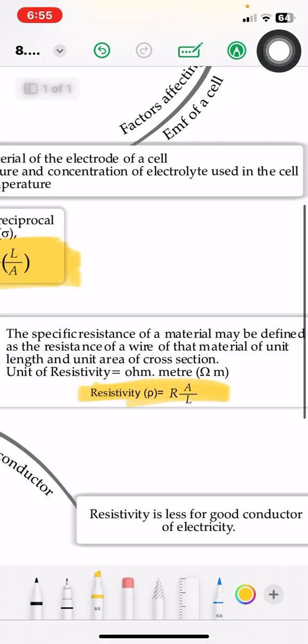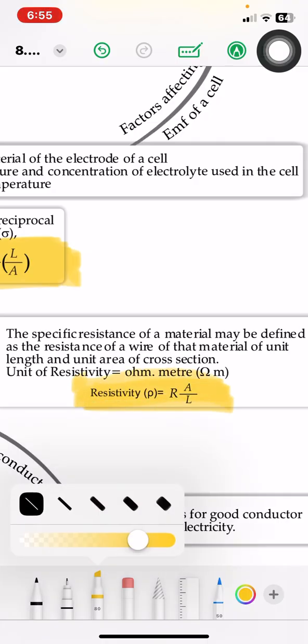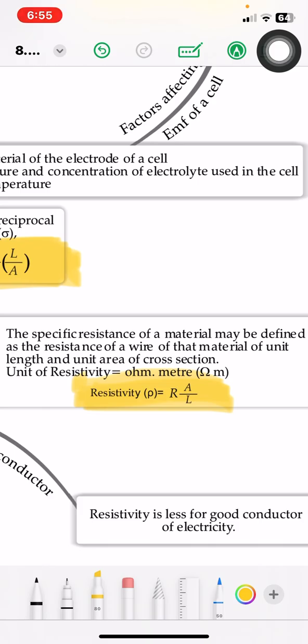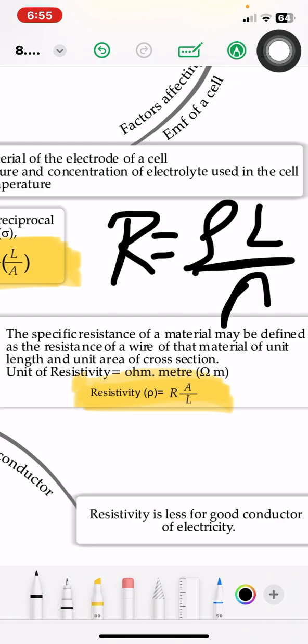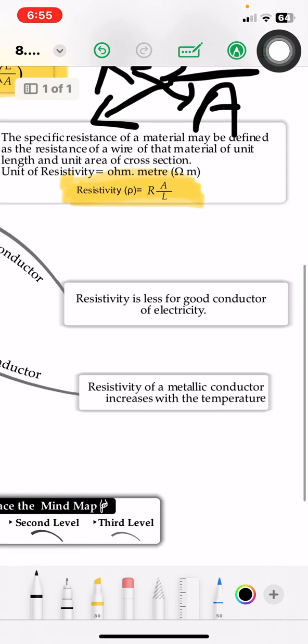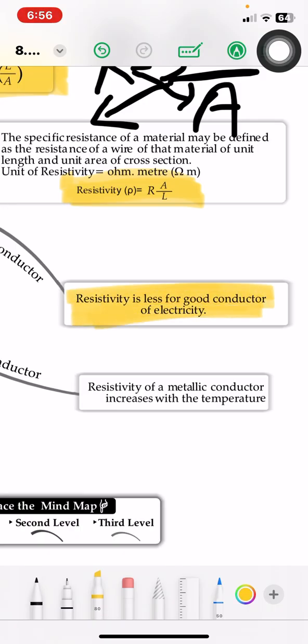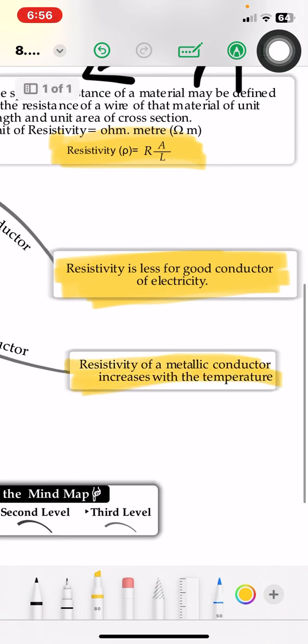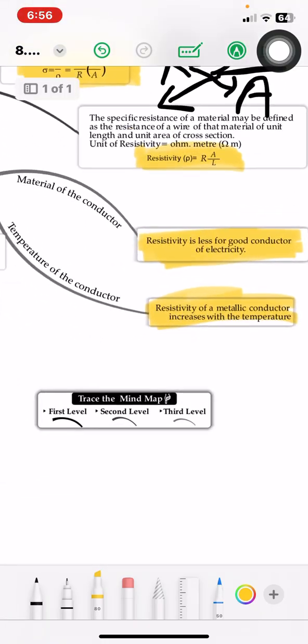Here is resistivity. Okay, resistivity is resistance into area upon length. If you know the formula of resistance, you can easily calculate resistivity. Okay, you have to keep resistivity on the left hand side and area of cross section into resistance multiplied by length, so you can easily calculate resistivity. Resistivity is less for a good conductor of electricity. If something is a good conductor, the resistivity is very less. Okay, and resistivity also increases with temperature, like resistance.